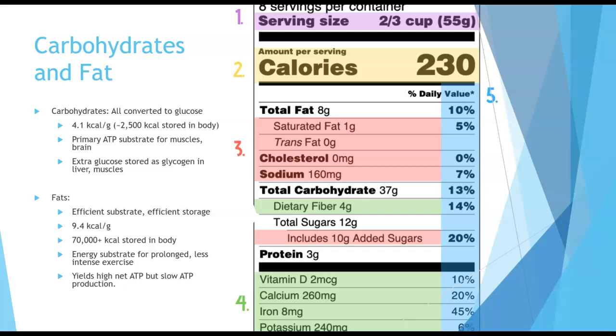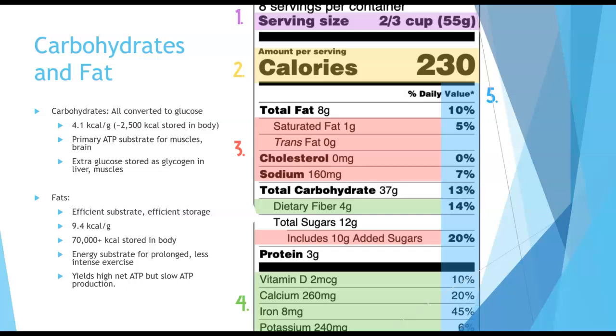Extra glucose is going to be stored as glycogen in both our liver and our muscles. Okay, fats. Fats are a very efficient substrate. They have efficient storage. We know we had to break them down into fatty acids or free fatty acids. There is over 70,000 calories worth stored in our body, at least, right? We've got plenty of fat to go around.